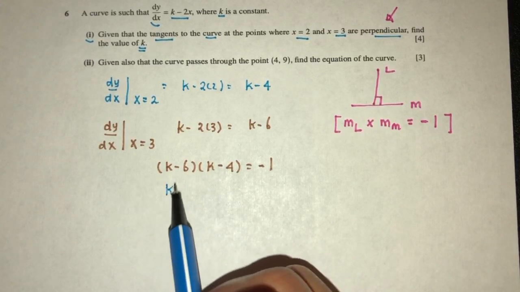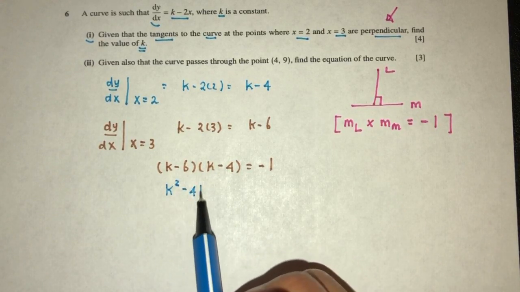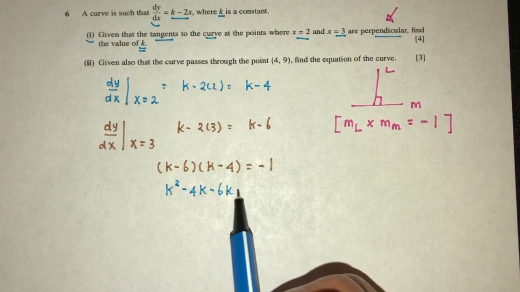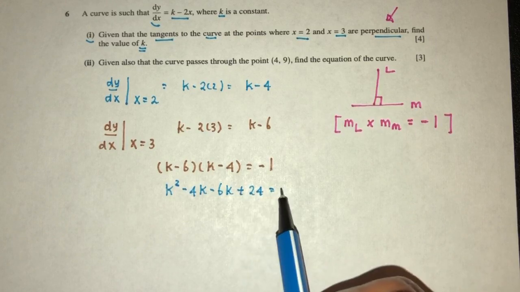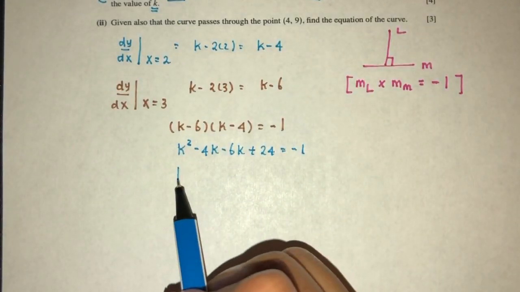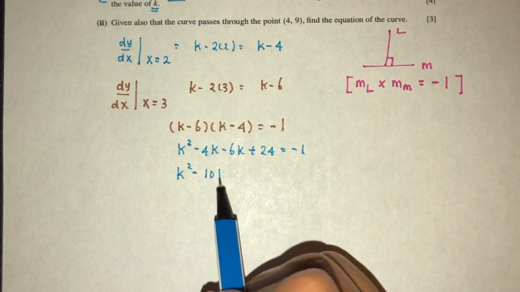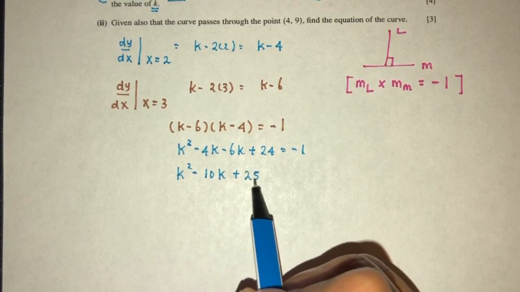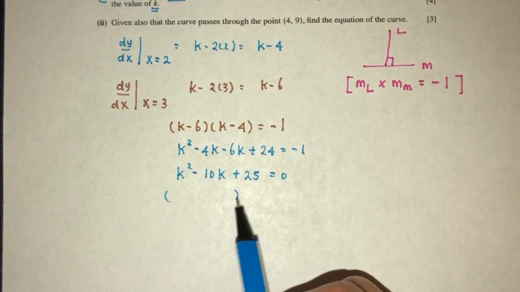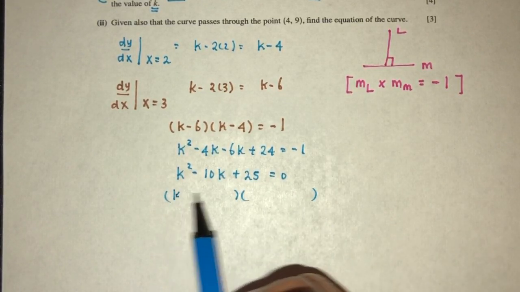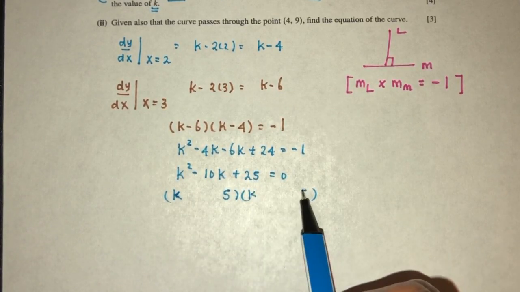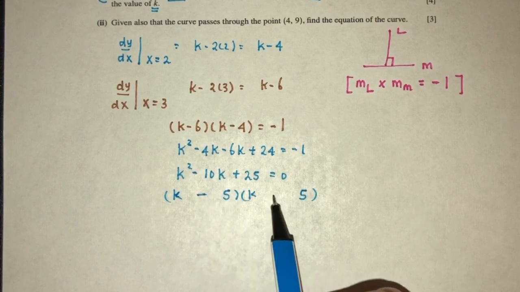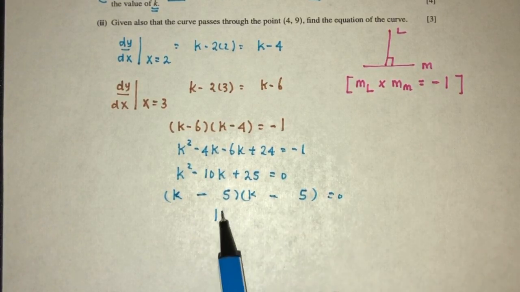You will have k squared minus 4k minus 6k plus 24 equal to minus 1. That will give you k squared minus 10k plus 25 equal to 0. We factorize. k squared is k times k, and 25 is 5 times 5. We need minus 10, that will be minus 5 minus 5. So k will be the value of 5 for this question.